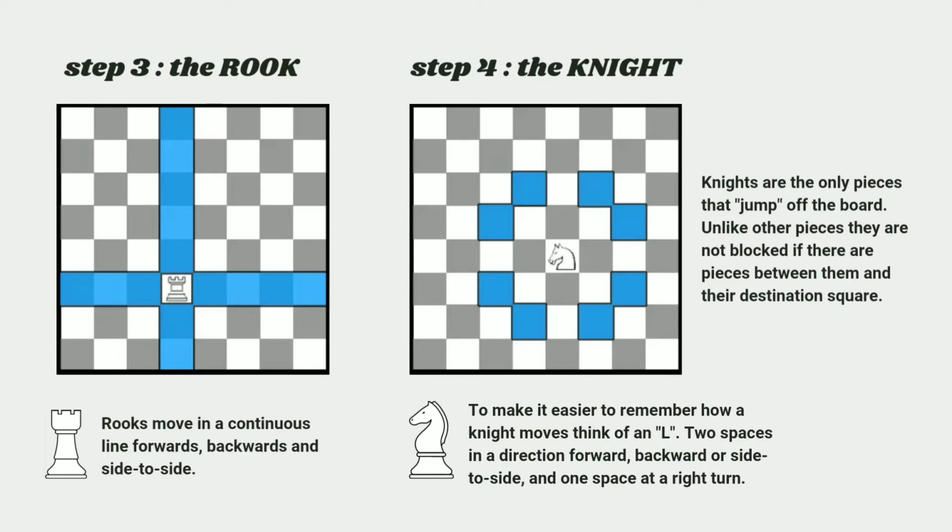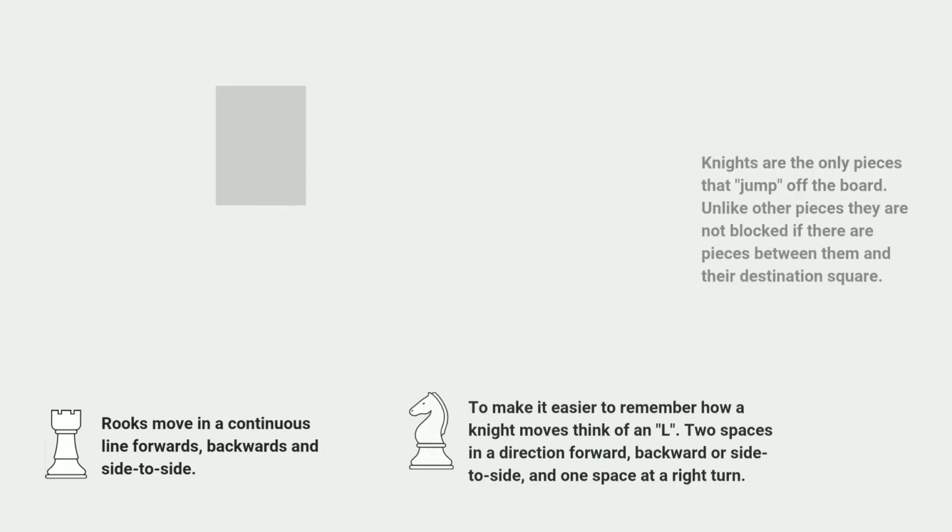Knights are the only pieces that jump off the board. Unlike other pieces, they are not blocked if there are pieces between them and their destination square. To make it easier to remember how a knight moves, think of an L. 2 spaces in a direction forward, backward or side to side, and 1 space at a right turn.